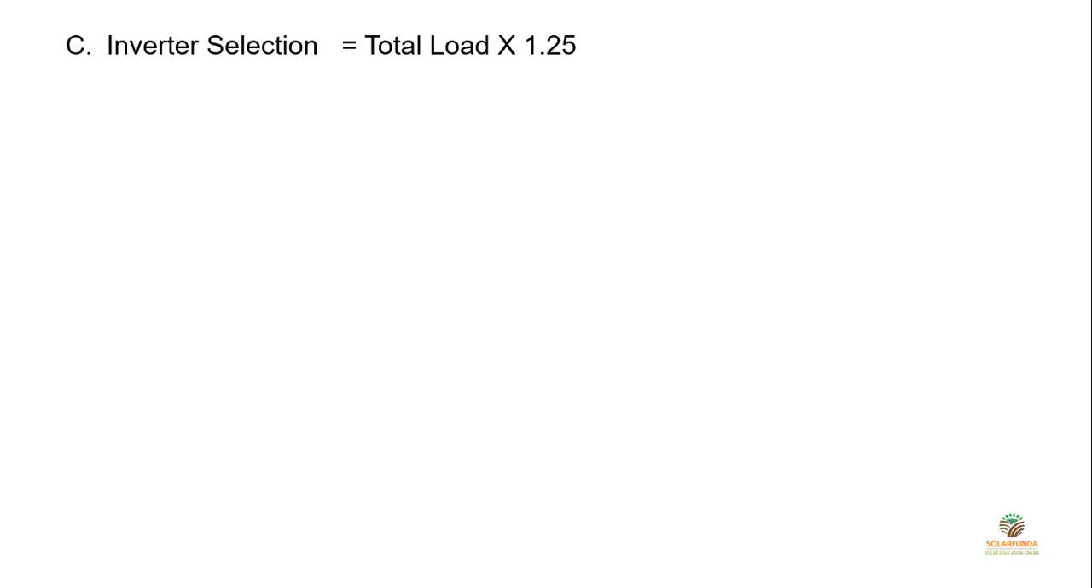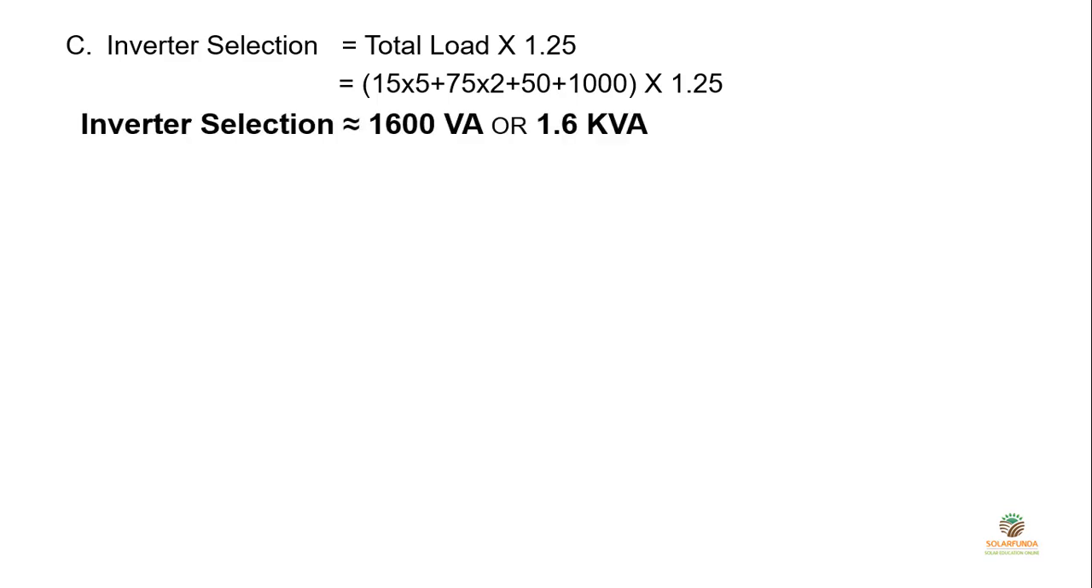Next step is to select inverter. Here I am adding all the wattages and multiplying by some factor, that is 1.25. That's because of power factor. Generally power factor is 0.8. So I will get about 1600 watts. Let's go for 1.6 kVA off-grid inverter.